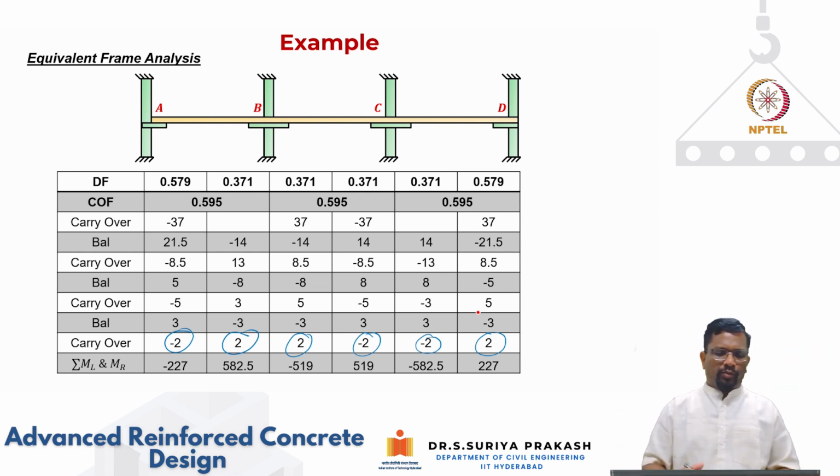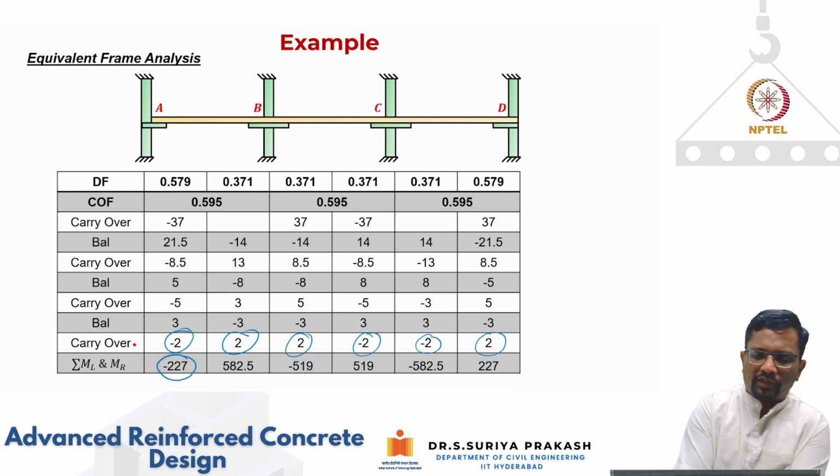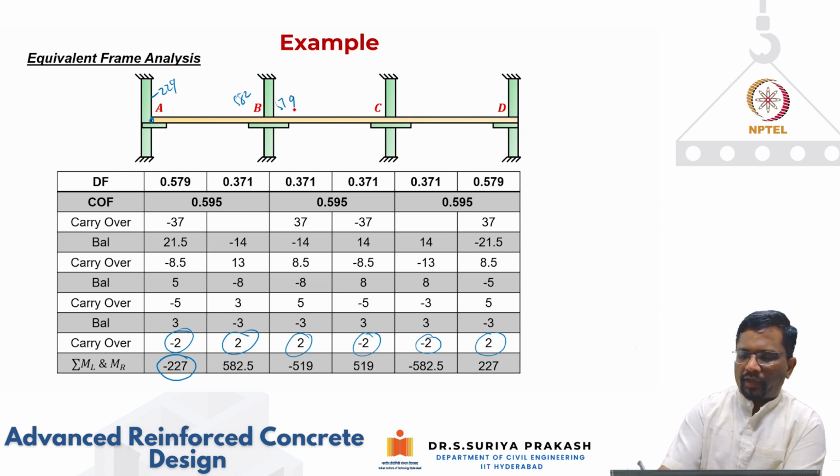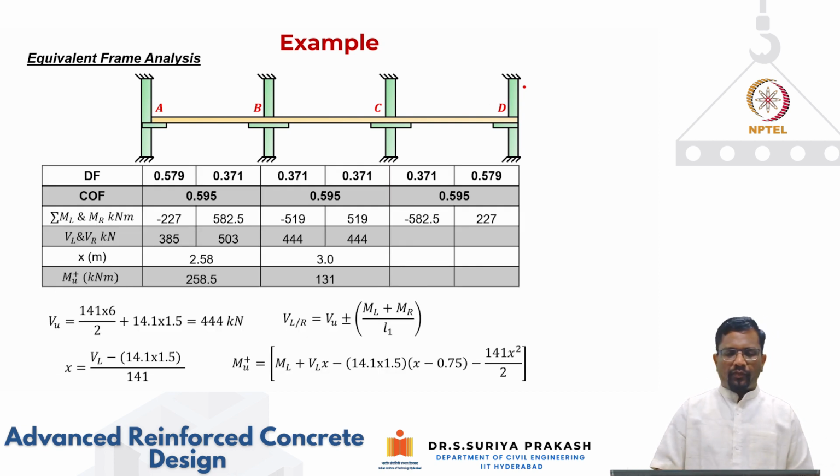Then you sum all the moments, and you find that it works out to be negative 227. So that means at this location you get negative 227, and at this location I'm getting 582.5, and this 519, and here 519, here 582, and here 227. So these are the distribution of the moments that we got. Okay, these are all the support moments at the slab location only. Now, finally, we get the left and right moments like this.